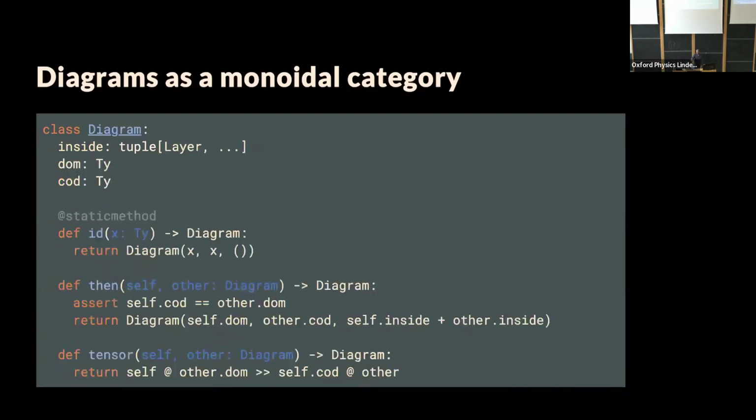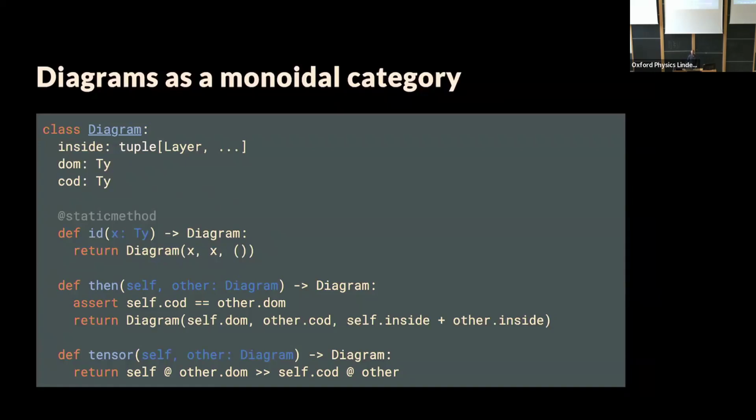Then you define a diagram. A diagram is going to be initialized by a list of layers. It has a domain type, tuple of str, and a codomain type. It has a static method, the identity method, which is just the empty list on the type. So there's no layers.